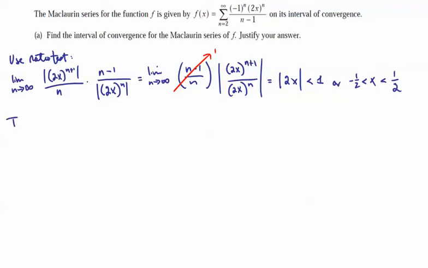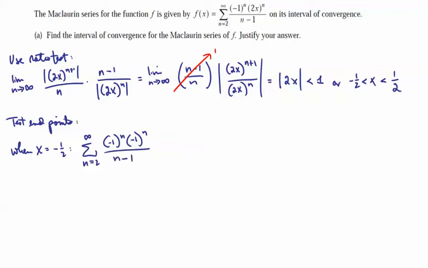Next thing we need to do is to test the endpoints. So when x is equal to negative 1/2, the main thing that'll happen here is in the expression 2x, 2 times negative 1/2 will give us negative 1, and so we'll have the sum from n equals 2 to infinity, negative 1 to the n times negative 1 to the n all over n minus 1. And you can see that the numerator will always be positive in this case. And so we get the sum from n equals 2 to infinity of 1 over n minus 1.